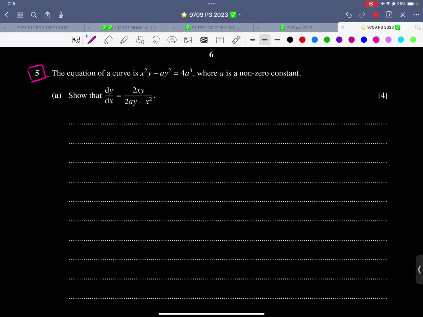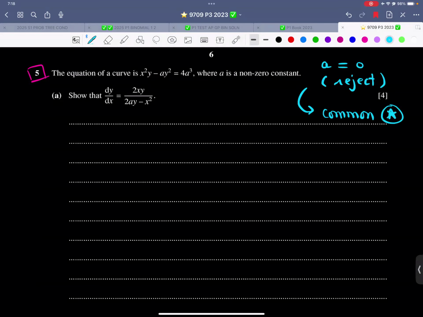And it's about the equation of a curve as x square y minus ay square is equals to 4a cube, where a is a non-zero constant. What does this statement mean? When a is a non-zero constant, that means the value of a will come out to be 0, but you should reject it. And when do we get something equals to 0? When we take common. So common, that always has superiority over division.